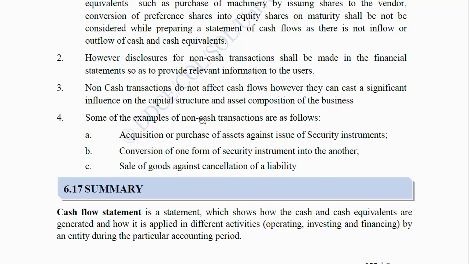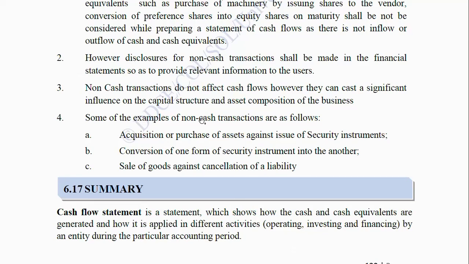Number 2. However, disclosures for non-cash transactions shall be made in the financial statements so as to provide relevant information to the users. Number 3. Non-cash transactions do not affect cash flows, however, they can cast a significant influence on the capital structure and asset composition of the business. Number 4.